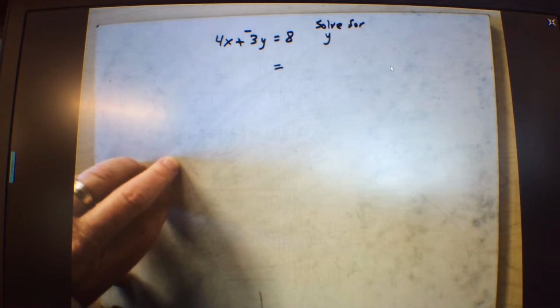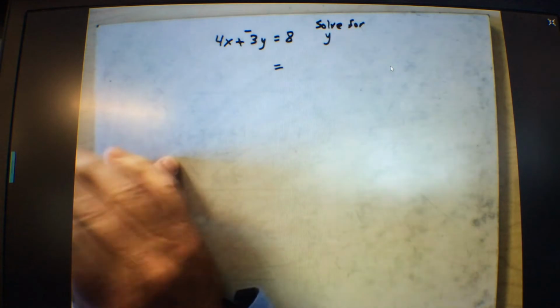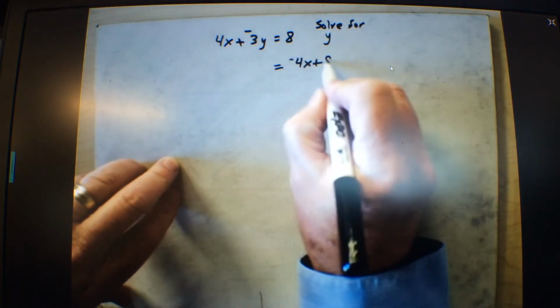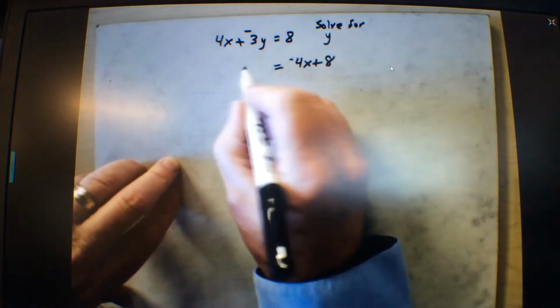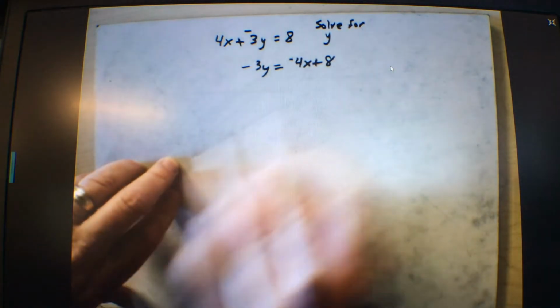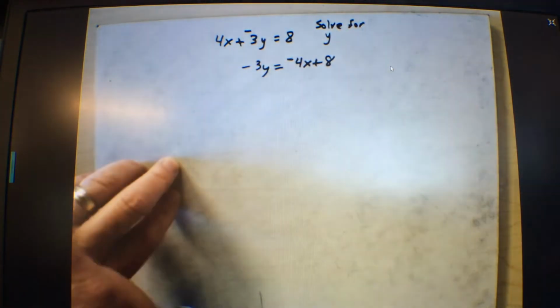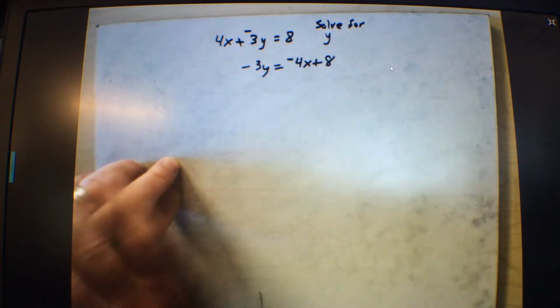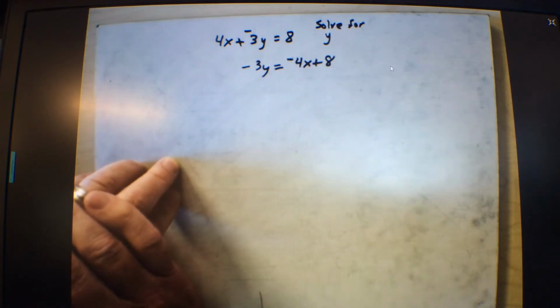So here's the little trick. When I move this over, I don't have to subtract anymore. I can just go negative 4x plus 8. What happened? I moved it to the other side, and it became the opposite of what it was. We've done this long enough, I'm hoping that you can understand why this happens. And look, I didn't have to subtract it. That was kind of nice, wasn't it?